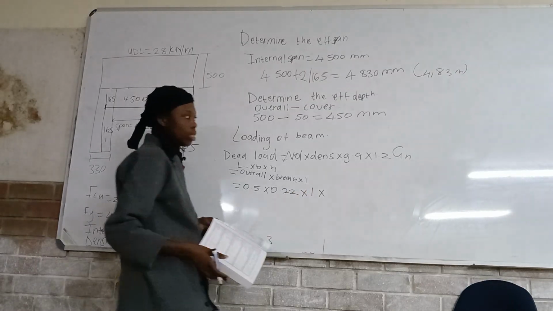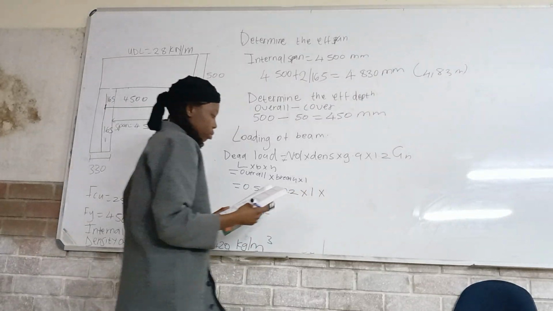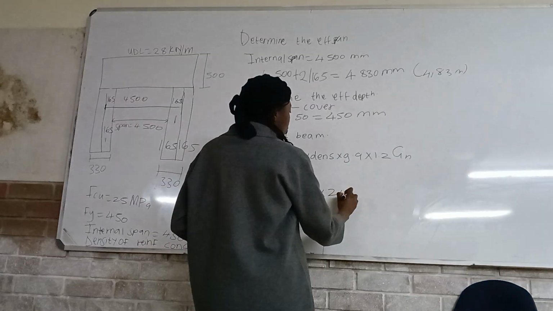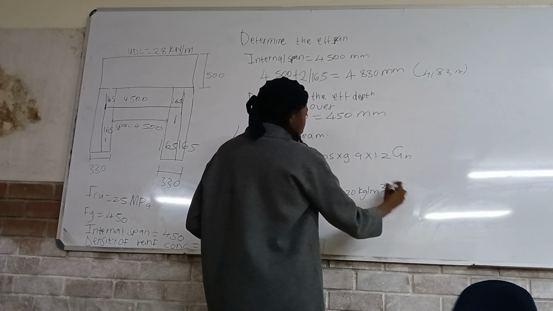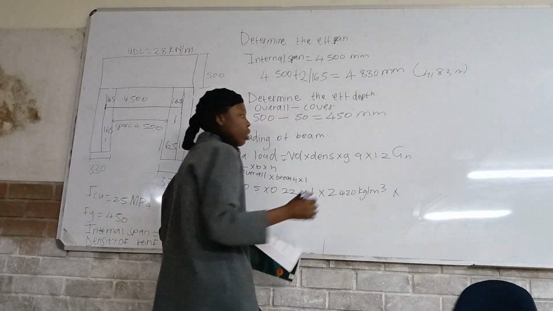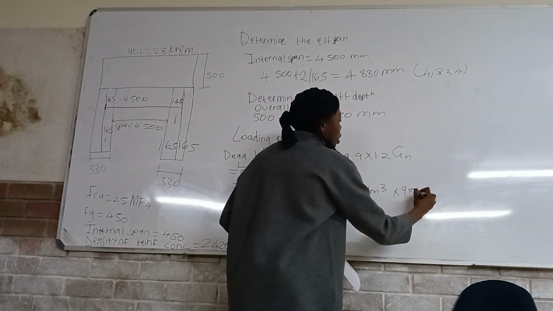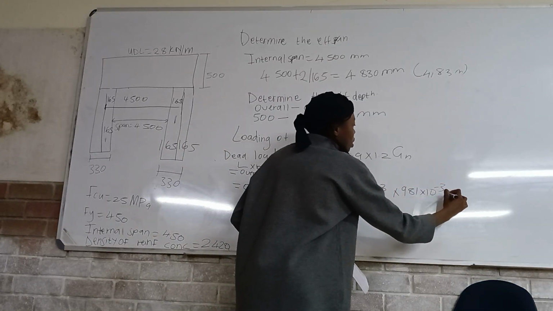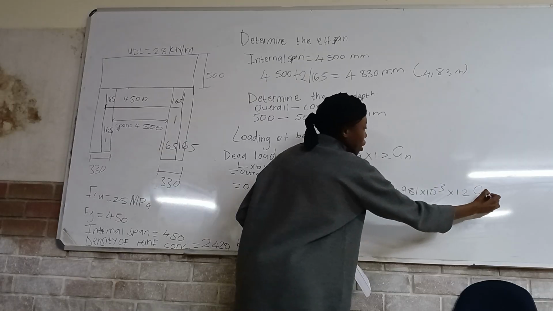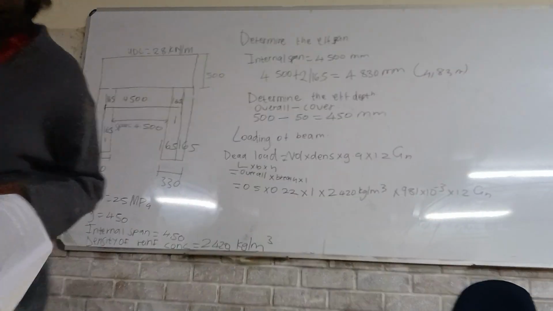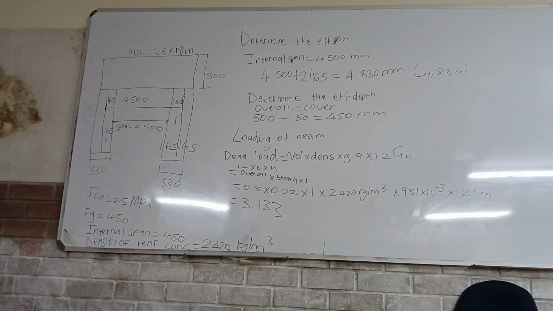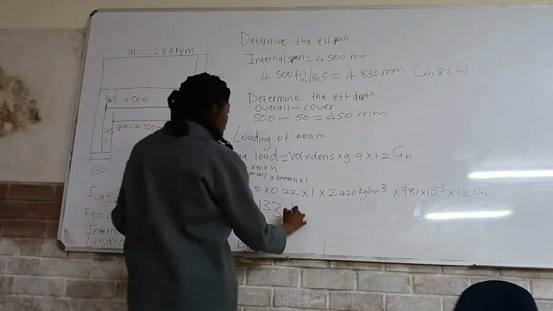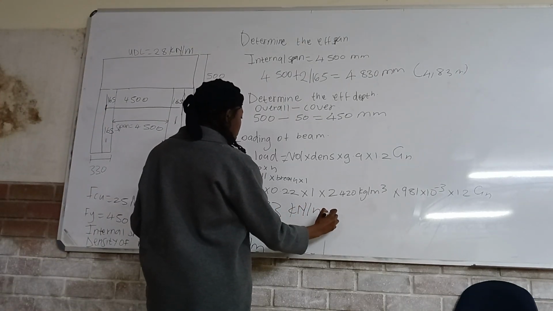What is our density? 2420 kilograms per meter cubed. And then g, 9.81 times 10 to the power minus 3, times 1.2 gamma. So let us find the answer. 3.133 kilonewton per meter.